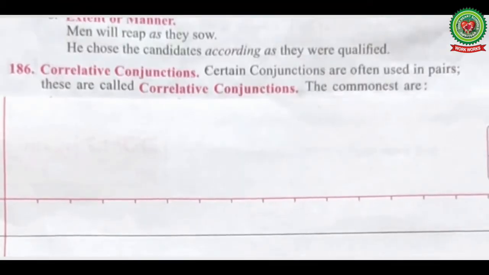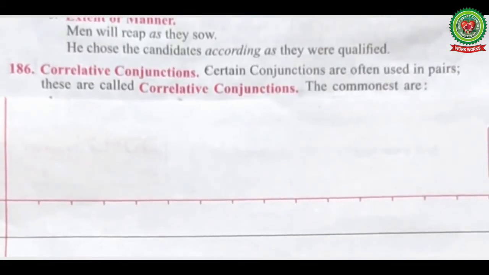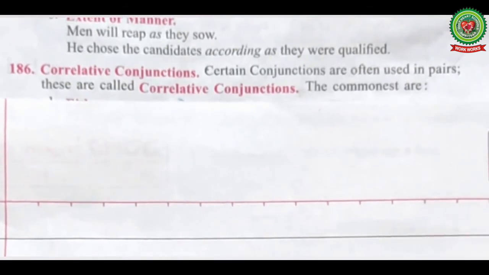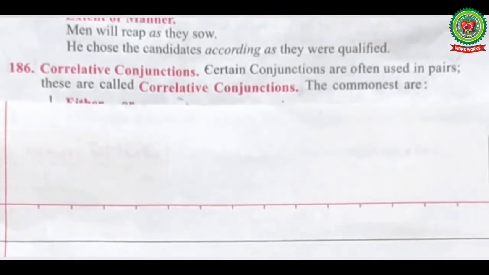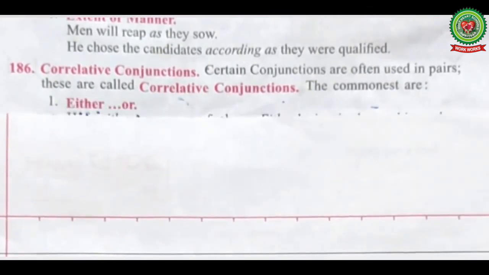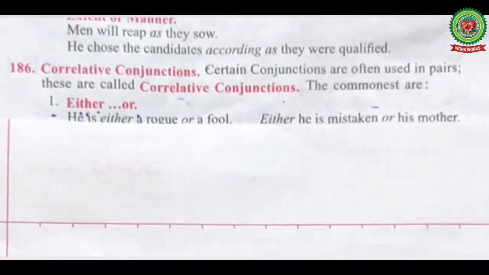Children, there are a few conjunctions. They are often used in pairs. That is why they are called correlative conjunctions. The commonest correlative conjunctions are either, or.